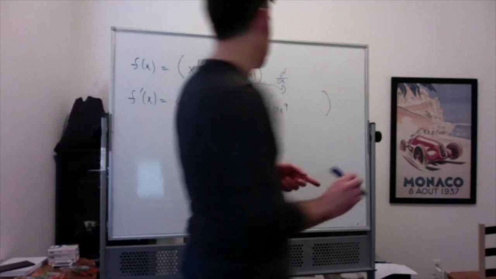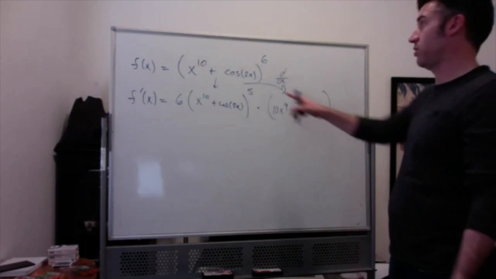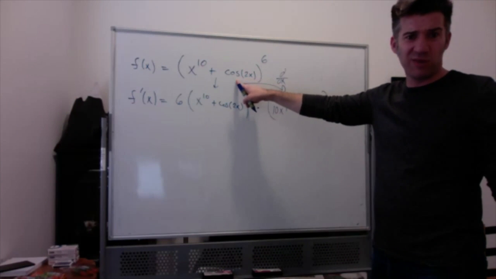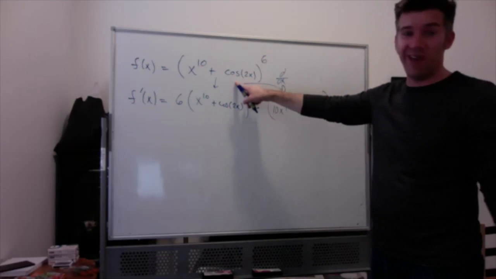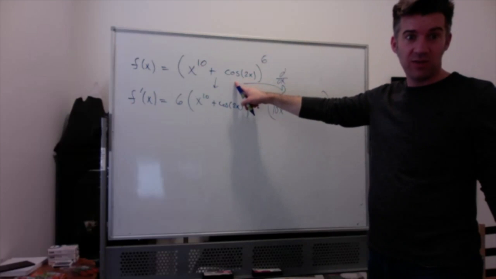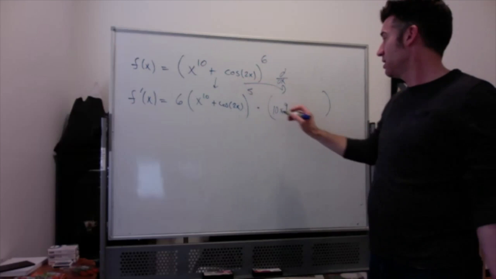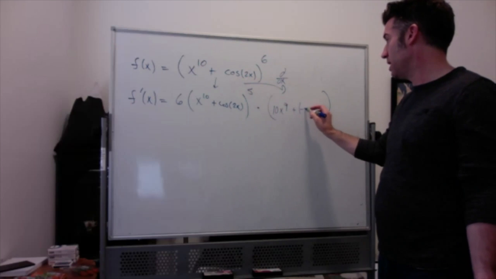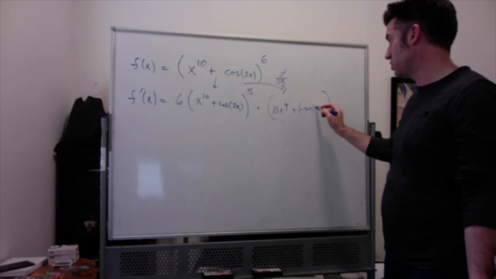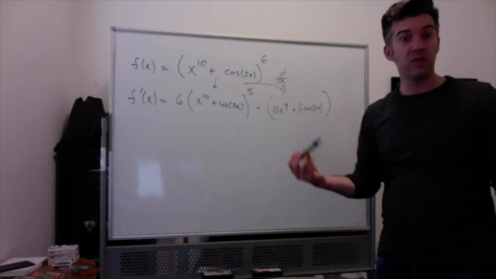So for 10x to the 9th, or sorry, for cosine of 2x, we actually have to use the chain rule again. The derivative of cosine of x is negative sine of x. The derivative of cosine of 2x is negative sine of my stuff, which is 2x. But I have to multiply by the derivative of 2x, which is 2.